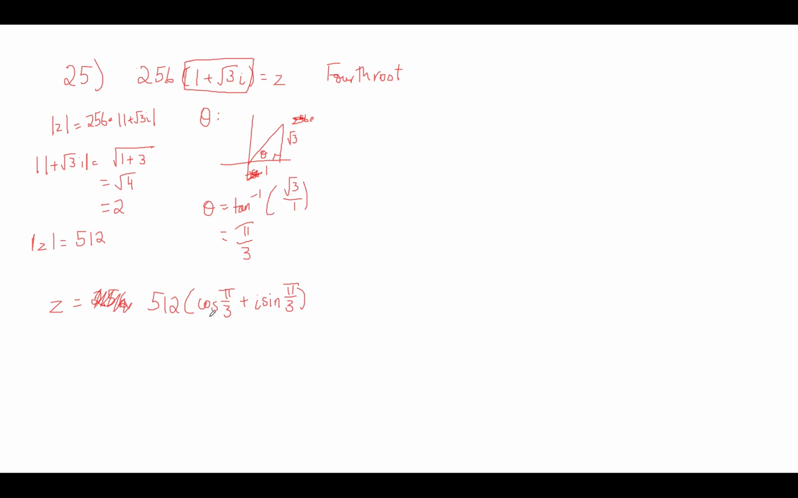You can really just quickly check that in your head. The cosine of pi over 3 is 1/2. 1/2 times 512 is the same as 256 times 1. And this one is square root of 3 over 2 times 512, which is 256 times the square root of 3. So this works out. So now the next thing we need to know is what the fourth root of this is.